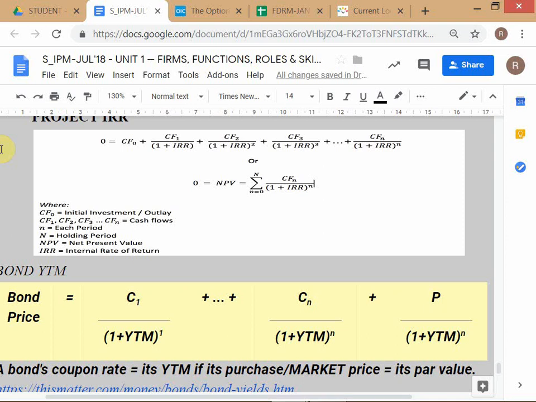Sir, in this, YTM is equal to IRR. YTM is equal to IRR? Okay, why? Can you explain a little more clearly? Input equal to output.